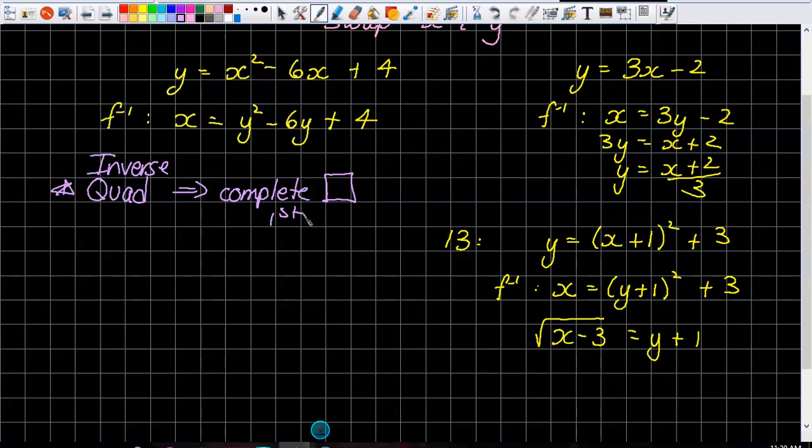Yeah? Little note to self. When it comes time for your test next week, you want to make sure that you're remembering this, because we're going to have a few things chucked at you. So, for example, let's have a look at this one that we have. We've got y equals x squared take 6x plus 4. And I know it's been a while, but completing the square will come back to you.